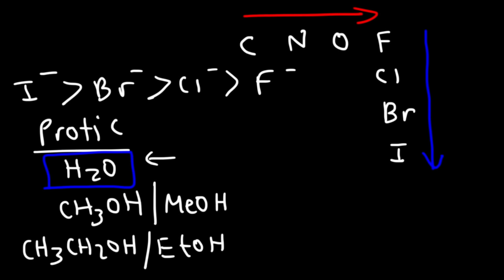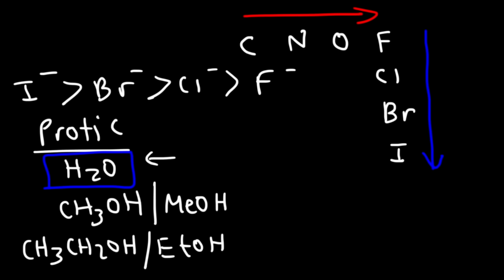And so it stabilizes fluoride, which means that it's less accessible, or less able to behave as a nucleophile, because it's solvated by the solvent. The solvent stabilizes fluoride because it's a better base. Iodide, being a weaker base, is not stabilized by the solvent as much, and so iodide is free to behave as a nucleophile in a protic environment.